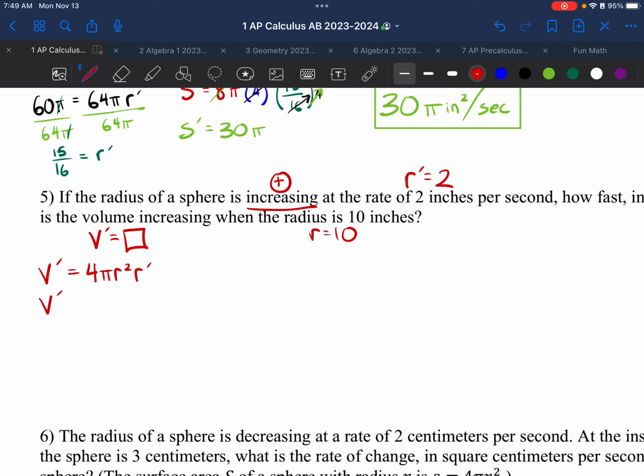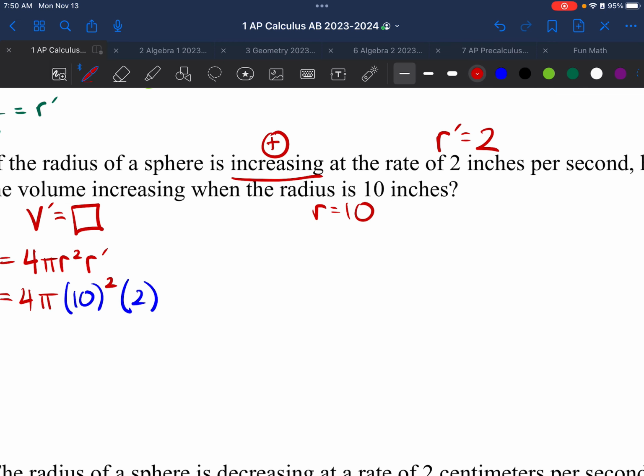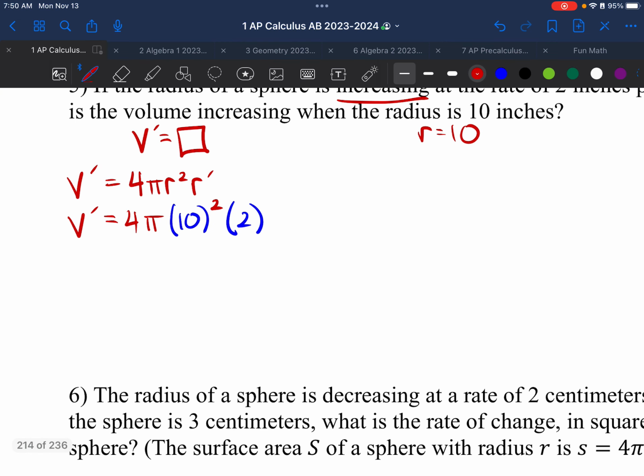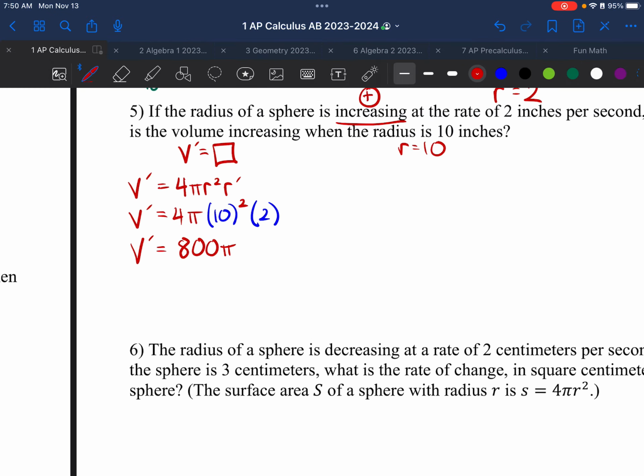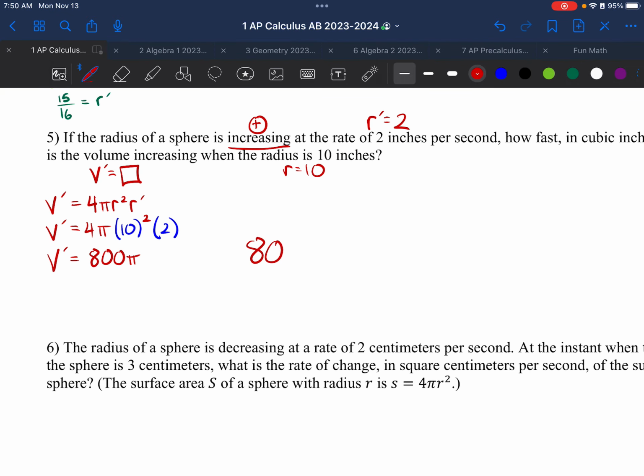V prime is equal to 4 pi, okay, r is 10, so I'll say 10 squared, and then I also multiply by r prime, which is 2, so times 2. And wow, that one was probably the easiest problem on this homework. So v prime is equal to, let's think here, 10 squared is 100, 2 and 4 is 8, 8 times 100 is 800, so this is going to be 800 pi. And we're done. So let's go ahead and answer this. This is going to be 800 pi.